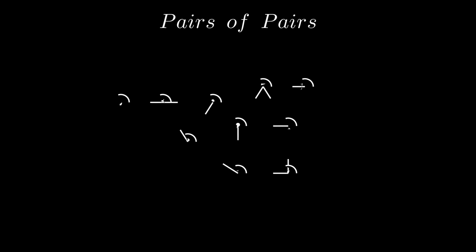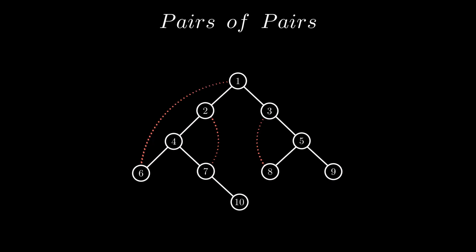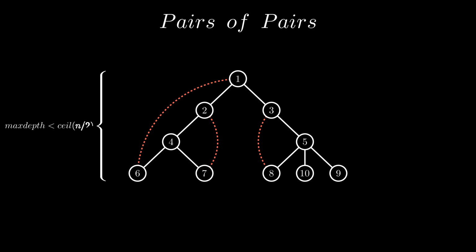So I'll reiterate the solution once again. First, build a DFS tree. If the maximum depth of any node is greater than or equal to the ceiling of n by 2, output a path from the root to that node. Otherwise, at each depth of the DFS tree, keep pairing nodes till there's either 0 or 1 node left. This is a valid pairing.